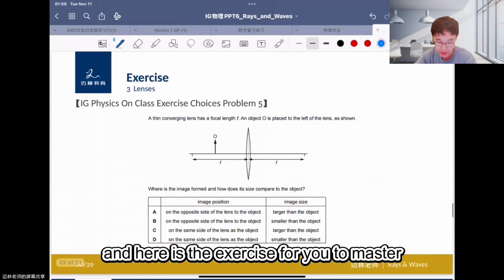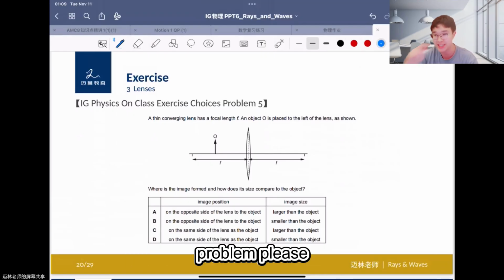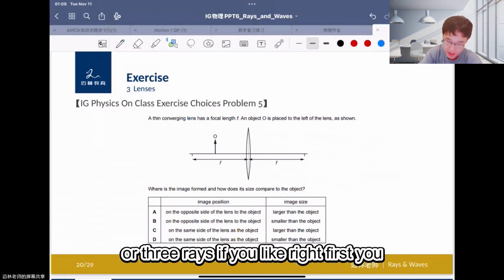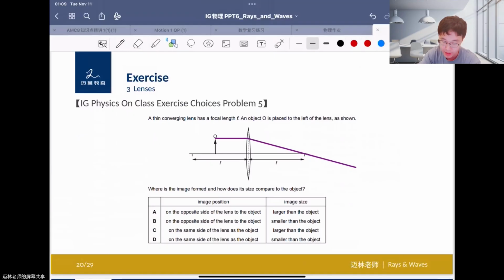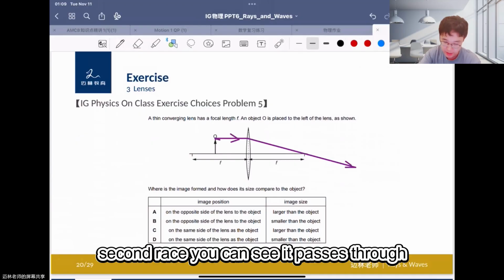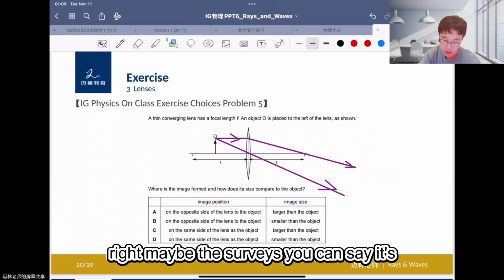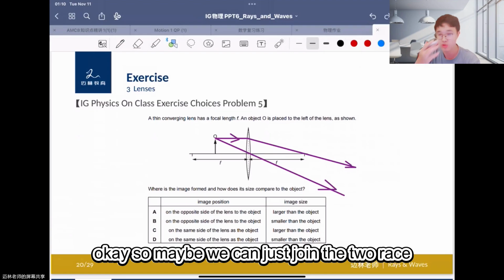And here is an exercise for you to check whether you understand how to draw the image. Try to solve this problem, please. Okay, let's do it together. For this question, you can draw three rays if you like. First, draw a parallel ray and it must pass through the focus, like this. The second ray passes through the center and just moves forward. The third ray passes through the focus, which is right here.